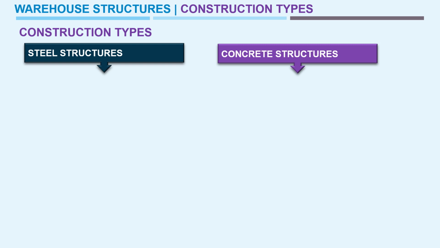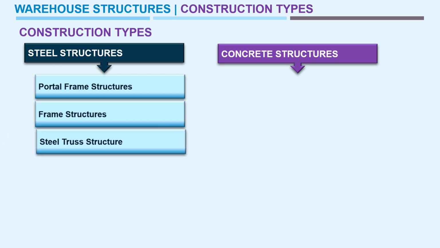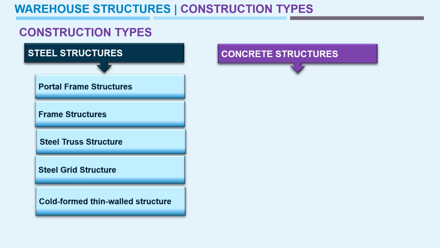So the first one is the steel structures. Under steel structures there are five categories. One is portal frame structures. The second one is normal frame structures, that is moment frame structures. The third one is steel truss structures. The fourth one is steel grid structures. And finally the fifth one is cold-formed thin-walled structures.